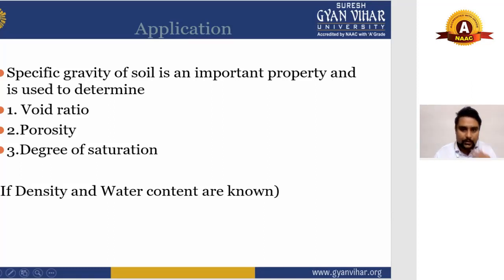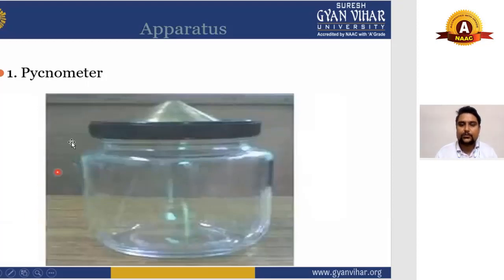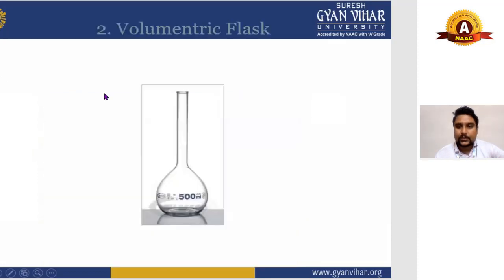Now we will see what kind of apparatus we use to determine the specific gravity of soil. First we use a pycnometer. As you can see here, this is the image of a pycnometer. The cap of the pycnometer is conical in shape, and there is also one hole on the top, and this is your glass bottle, and that is your cap, which is in two parts. We can also use a volumetric flask. As you can see, this is a flask of 500 ml in this image. We use this apparatus during the determination of specific gravity of soil.